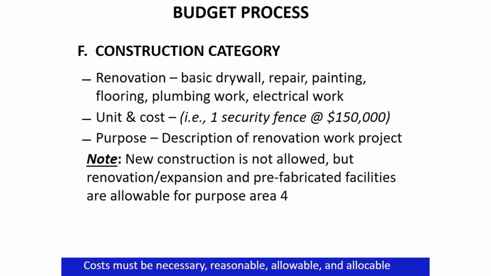So you want to list out what you're renovating, or I believe, and the program speakers correct me if I'm wrong, you are allowed to purchase prefabricated facilities as well in Purpose Area 4. So for this area, you want to list out what you're purchasing, how much it costs, and how this particular project is going to support your particular grant program.